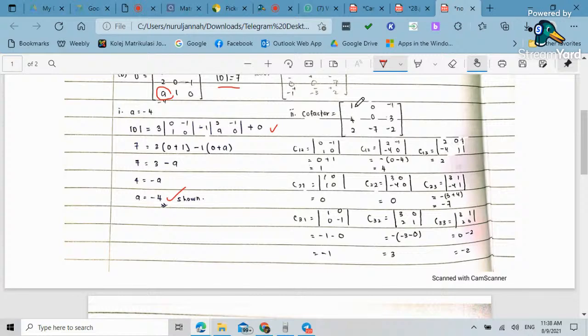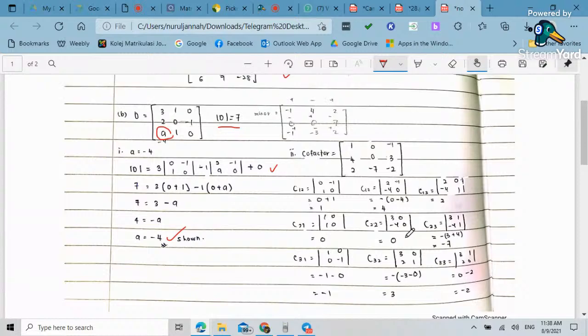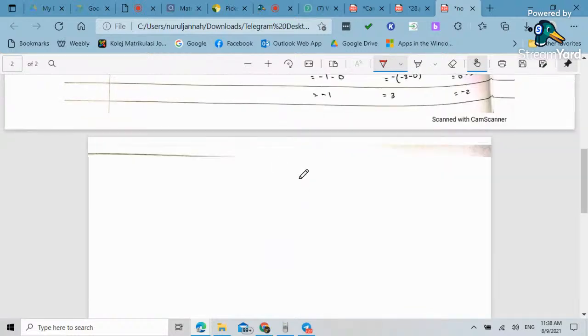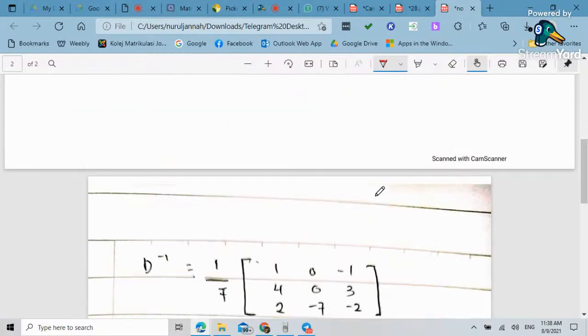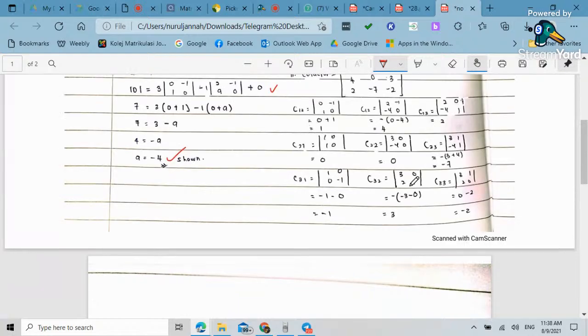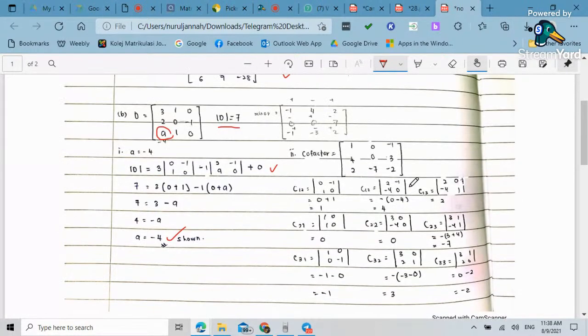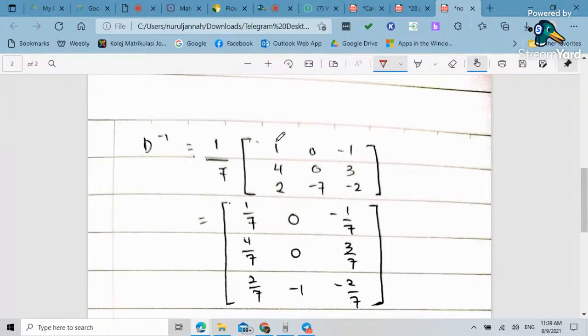Okay, so to find the adjoint, you can find the cofactor first, and then after you find the cofactor, you find the adjoint. But the question asks you to find the adjoint, so you need to state your adjoint.